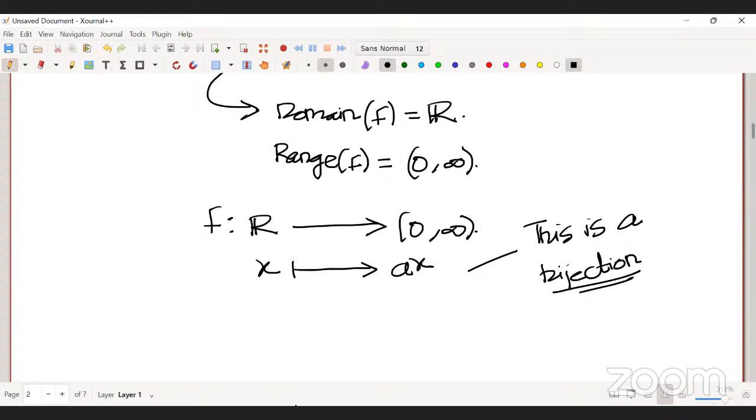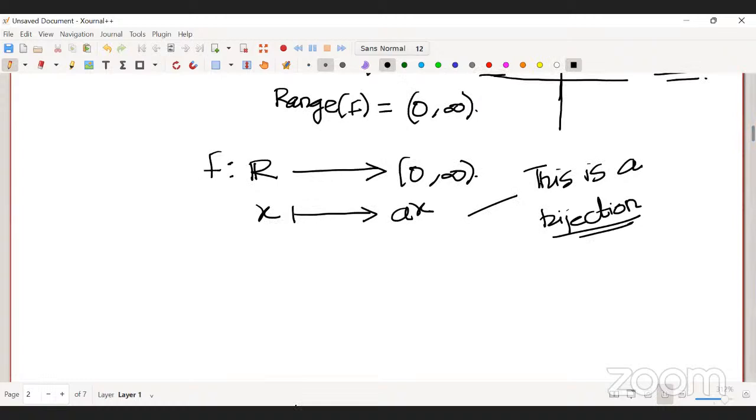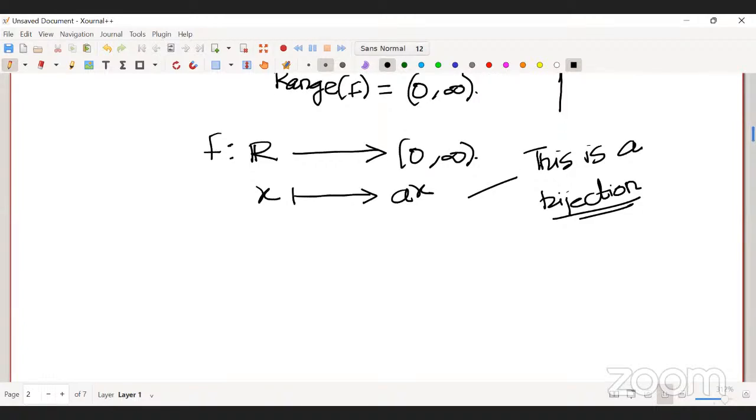If you draw the graph, you can see, let's say a is greater than 1, then the graph of a^x will look like this. So this is a bijection. Since this is a bijection, I can take the inverse of this map. I can talk about the inverse of this map.